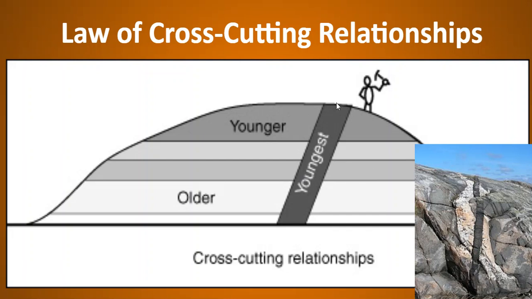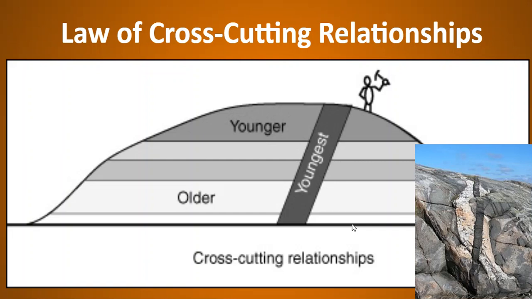Something cannot cut through something that doesn't exist. So these layered rocks must be older than what cuts through them. Okay, this works also for faults. So if we had a fault that cut through layers of rocks or even igneous intrusions, that fault would be the youngest thing. Something cannot cut through things that don't exist. So all of the things that a fault or an igneous intrusion cuts through must be older than it is.